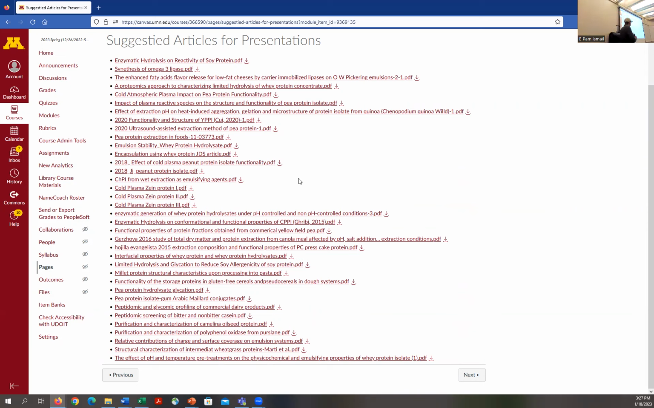It has to be published in a good journal with a good impact factor. That kind of weeds out the poor quality articles. Sometimes it's unfortunate, even in a good journal, we don't have a good quality article, but that's okay. This is part of the exercise. Because in your presentation, you're going to cover certain things.